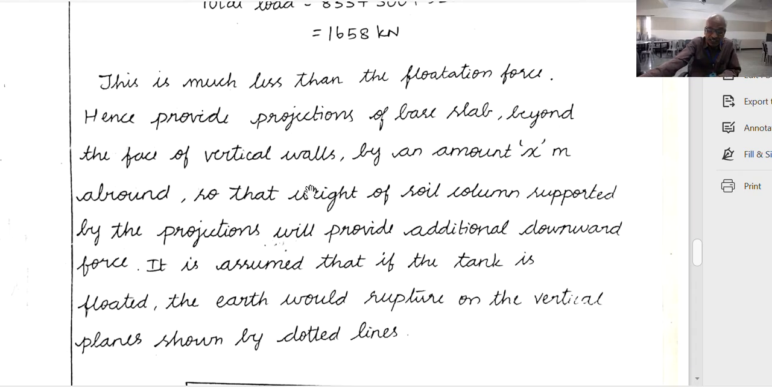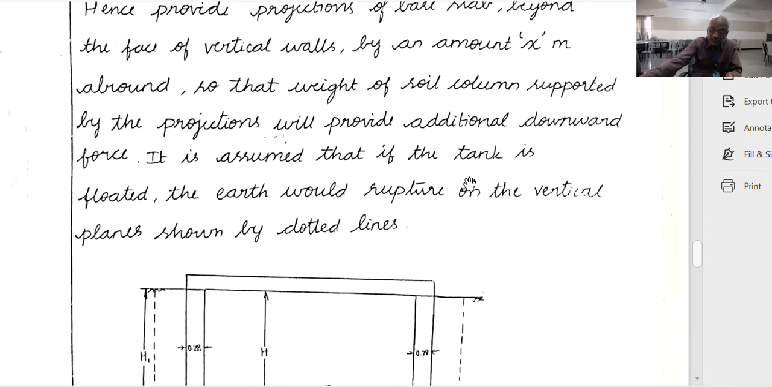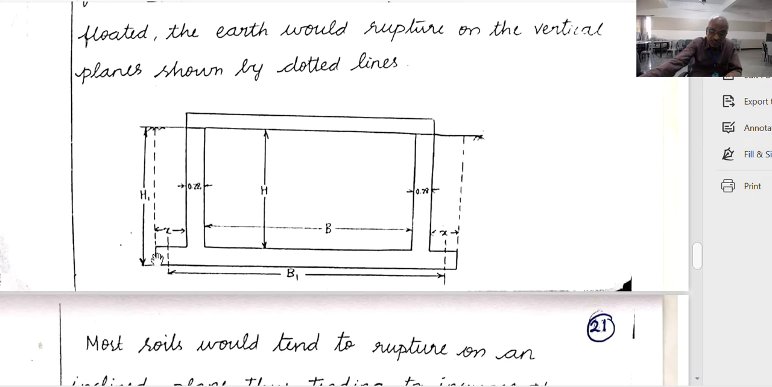Hence, provide projections of base slab beyond the face of the vertical walls by an amount equal to x meters all round, so that the weight of soil column supported by the projection, the soil standing on the projections, will provide additional downward force. Now we are in short of downward force. So the soil standing on the outside projection will give additional downward force, so that we can go for a safer design. So it is assumed that if the tank is floated, the earth would rupture on the vertical plane shown in the figure. Suppose this is the projection. So this is the dotted line. So within these dotted lines, whatever is the earth here, that will give additional downward force.